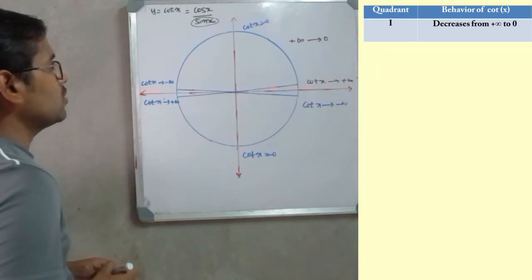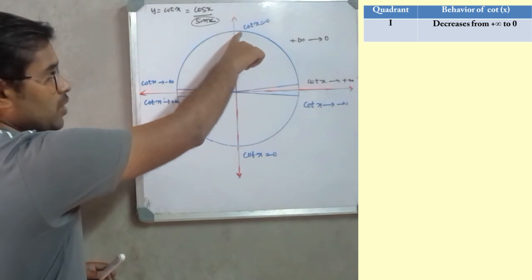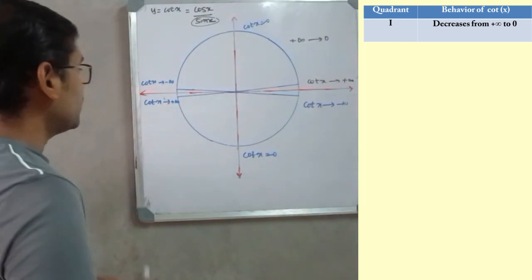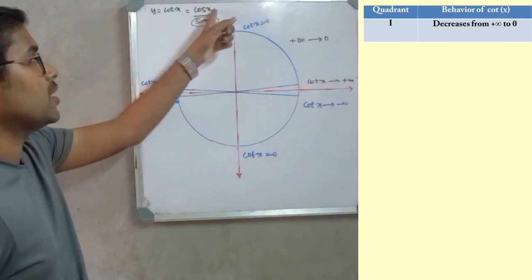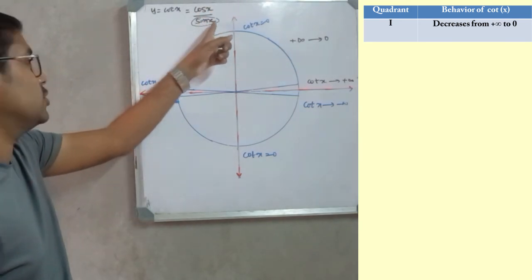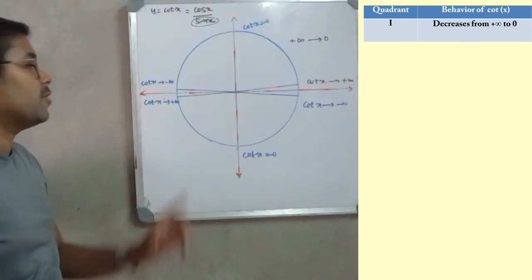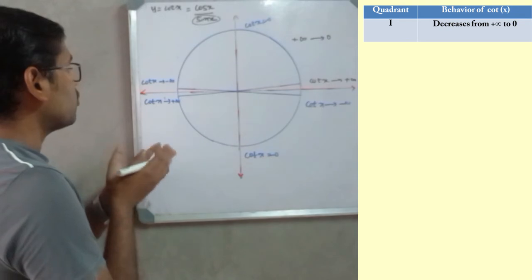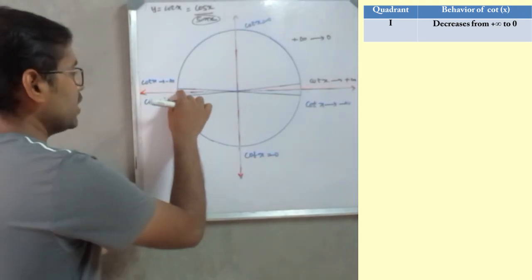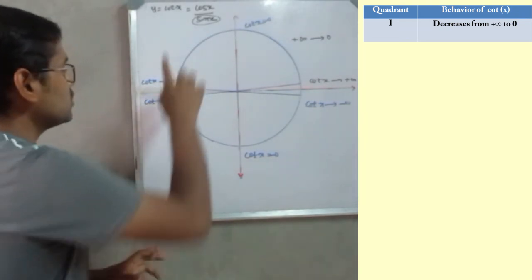Similarly, in the second quadrant, at x is equal to pi by 2, we have cot x is equal to 0, and at x is equal to pi, cos pi is minus 1 and sin pi is 0. So again cot x is not defined at x is equal to pi. So what we will do, we will check the value of cot x for the angle which is very closer to pi and it is present in the second quadrant.